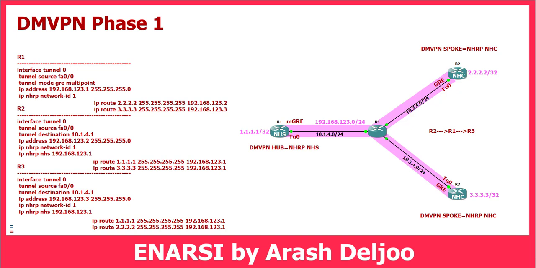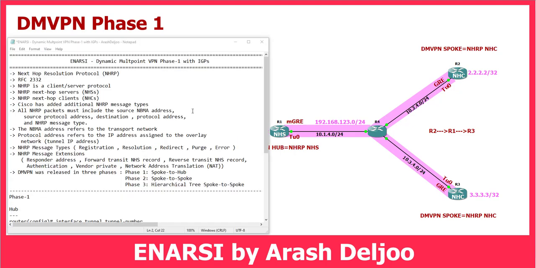Now let me review some of the topics that we have learned before, but talk about them in a little more detail. Let me first review NHRP. NHRP is the abbreviation of Next Hop Resolution Protocol, and NHRP was released in RFC 2332. NHRP is a client-server protocol. You know that, for example, R2 and R3 are clients, and R1 is the server.